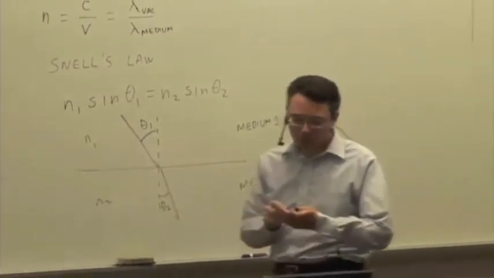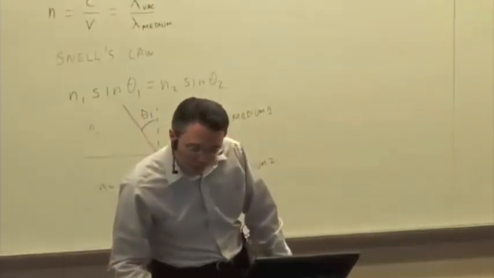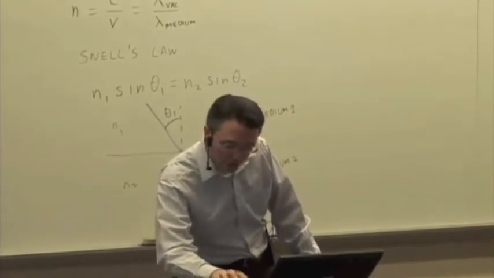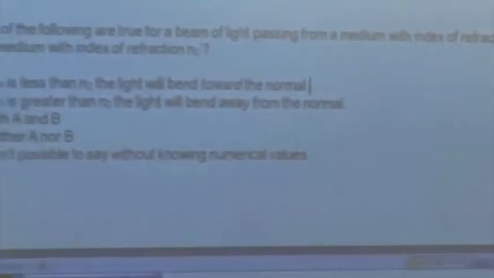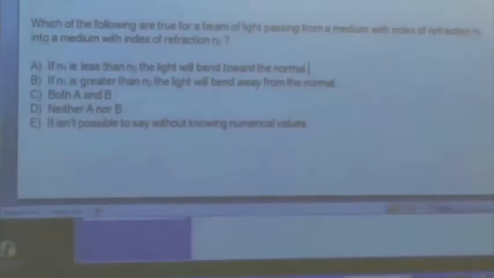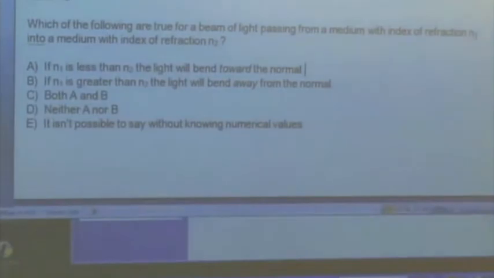Just be careful about what angle you're measuring, and this is n1 and n2. So why don't we start with a quick review question. Which of the following are true for a beam of light passing from a medium with index of refraction n1 to a medium with index of refraction n2? A: if n1 is less than n2, the light will bend toward the normal. B: if n1 is greater than n2, the light will bend away from the normal. C: both A and B, D: neither A nor B, or E: we can't say unless we know the values.